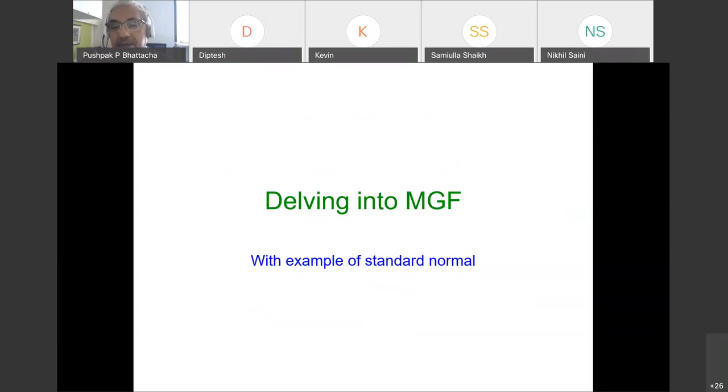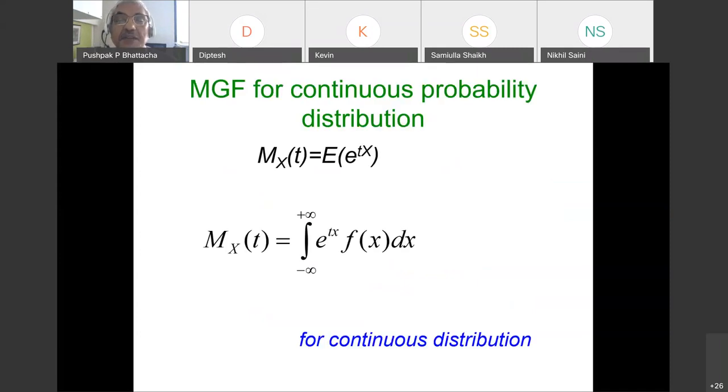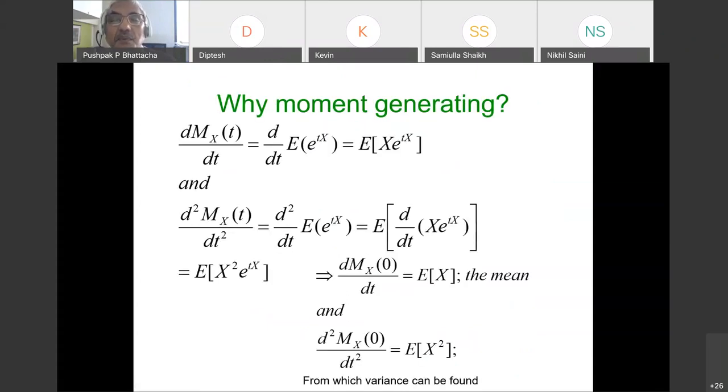Yes. So the moment generating function is expectation of e to the power tx, and in particular for continuous distributions, this is the integration from minus infinity to plus infinity of e to the power tx fx dx. Fx is the probability density function of x. So why is this moment generating function important, and why is it called the moment generating function? So I take the first derivative of the moment generating function. The derivative of mxt with respect to t is the derivative of the expectation of e to the power tx. This is the expectation of x e to the power tx.